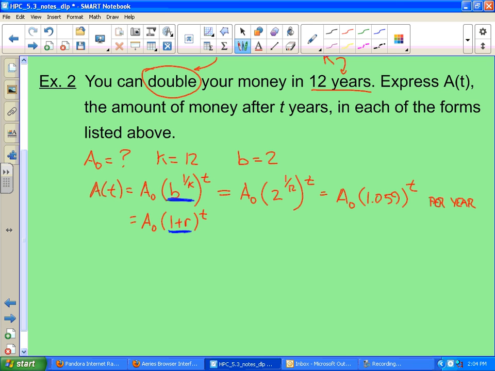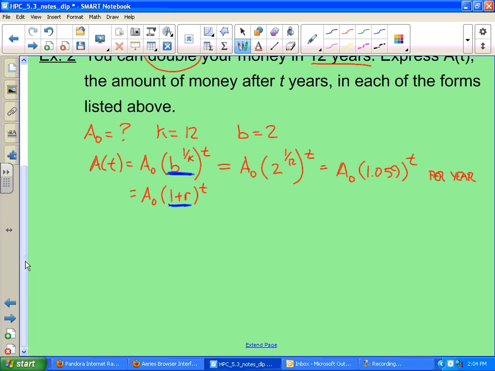And then from that I can figure out what my R is, right? Because, again, this little piece is the same thing as 1 plus R. And if that equals 1.059, if I subtract 1, I get 0.5. No. Boy, wouldn't that be nice? I get a rate of 0.059, which is my 5.9%. That's how I can come up with my R if I need to find it.